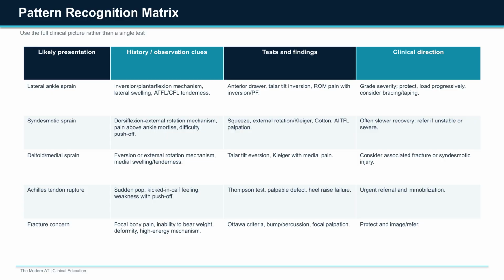Use the pattern recognition matrix to connect findings. Inversion with lateral swelling and ATFL or CFL tenderness fits lateral ankle sprain. Dorsiflexion external rotation with pain above the mortise fits syndesmotic sprain and often recovers more slowly. Eversion or medial pain suggests deltoid injury and possible associated fracture or syndesmosis involvement. A sudden pop with weak push-off suggests Achilles rupture. Focal bony pain, deformity, or inability to bear weight raises fracture concern and should be protected and referred.